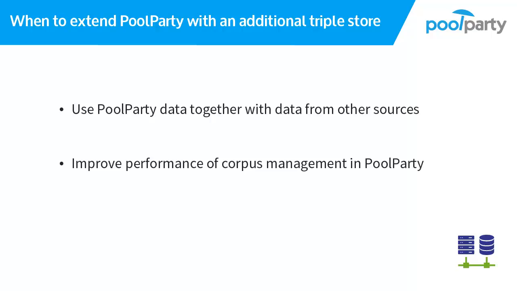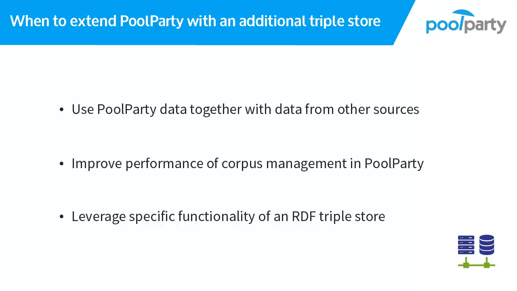There are external triple stores in which it is possible to perform certain operations, such as the management of large text corpora, more efficiently than in the PoolParty internal RDF4J store. A third use case could be one where you would like to use specific functionality available in an external triple store that complements the functionality available in PoolParty.